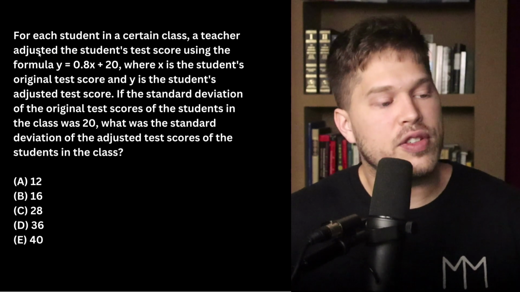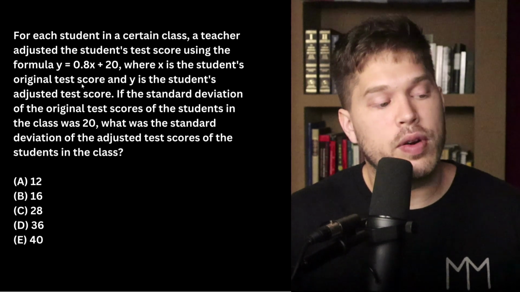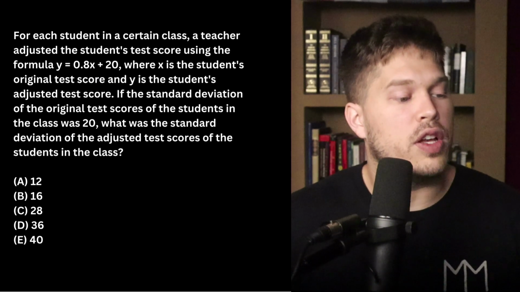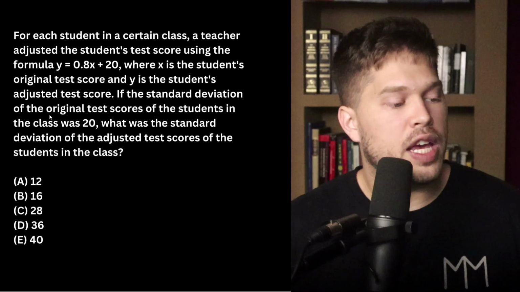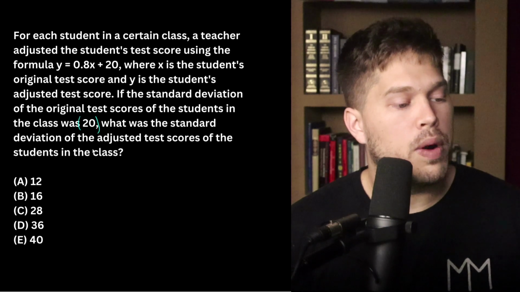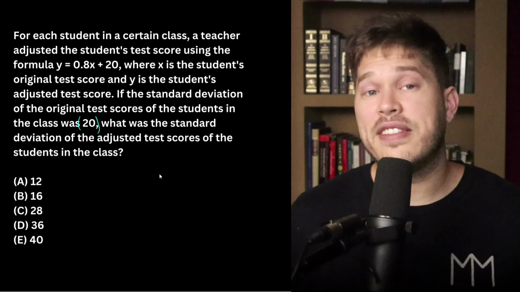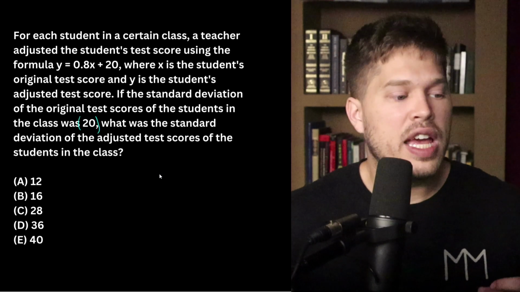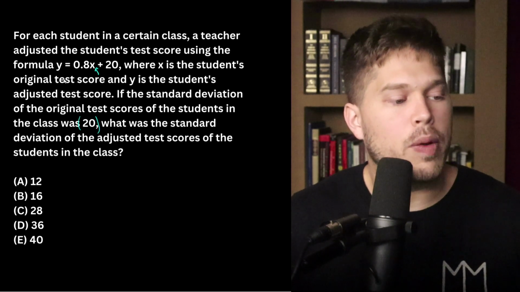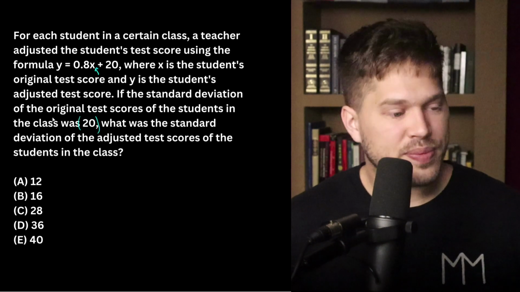It says, for each student in a certain class, a teacher adjusted the student's test score using the formula y equals 0.8x plus 20, where x is the student's original test score and y is the student's adjusted test score. If the standard deviation of the original test scores of the students in the class was 20, what was the standard deviation of the adjusted test scores? So this question's asking us, how is our standard deviation influenced or changed whenever all of our values in our data set are put through this function of y equals 0.8x plus 20?